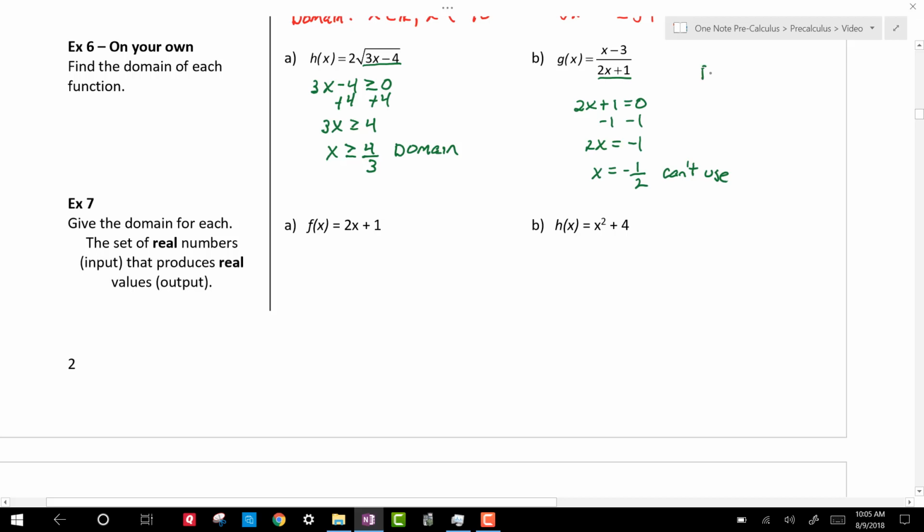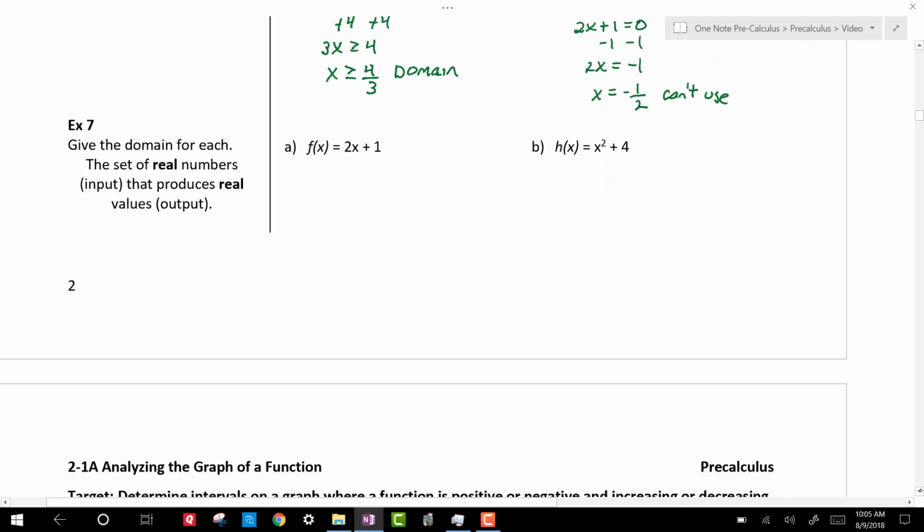So my domain here is everything else. So we say everything else, x in the set of reals. However, x cannot be equal to negative 1/2. All right? Next one. Give the domain for each. Okay? Now, you look at this one and you're like, well, there's no square root and there's no fraction. So how do I do this? What do we do here?